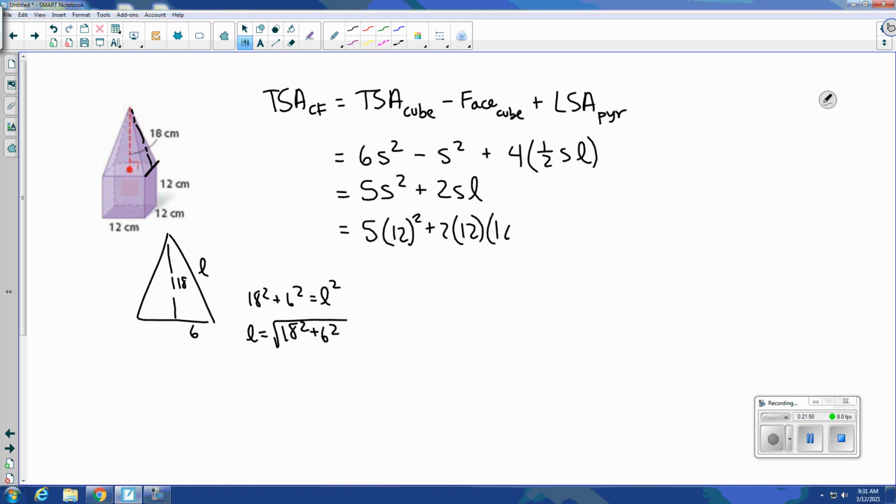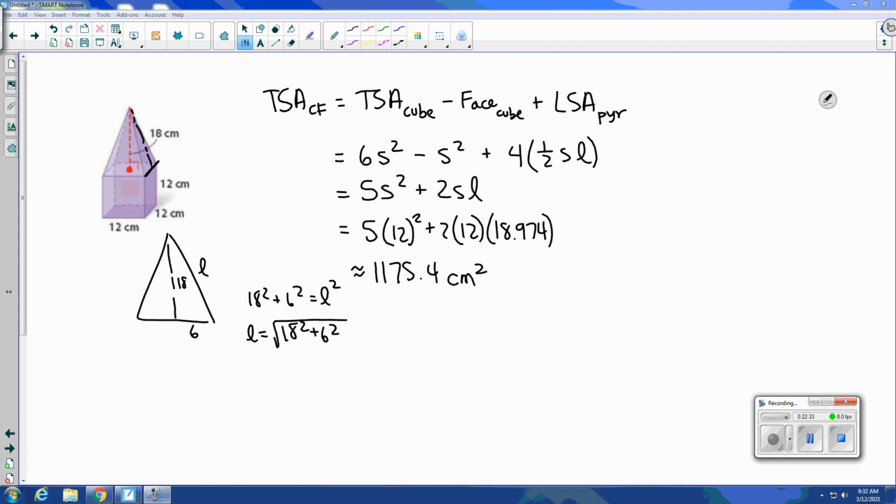And we're going to get 18.974. So that's our slant height. So now let's figure out this computation for the total surface area. So we're going to have 5 times 12 squared plus 2 times 12 times 18.974, and that'll get us 1,175.4. Again, it's an approximation, so let's note that. And then we have centimeters squared. So there's our total surface area for this composite.